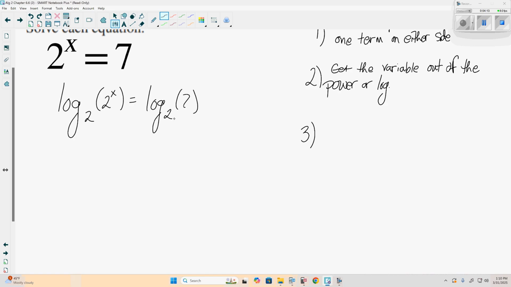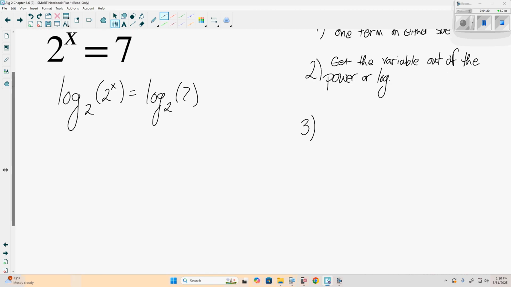All right, guys. We're going to apply log base 2 to both sides to get the variable out of the exponent. Now, there's a specific reason we're using log base 2, and I will explain that fully here in a minute. Questions on this so far?